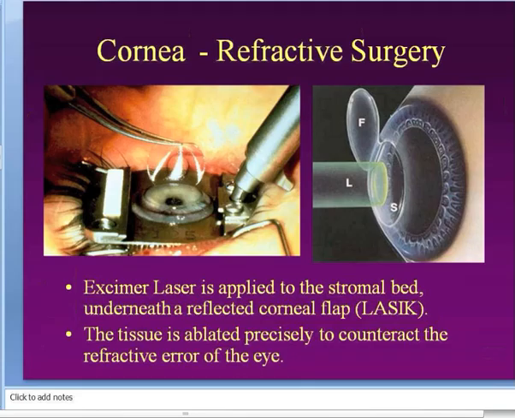Refractive surgery is a hot topic. Here we have a picture of some LASIK being done, showing that the LASIK flap is being lifted on a hinge. An incomplete lamellar cut is made through the cornea, lifting up the flap, and then the excimer laser grinds in the precise refractive error into the stroma of the cornea. And the tissue is ablated to counteract the refractive error of the eye, basically. The flap is put back down, the endothelium pumps out the fluid, and it's adherent again.